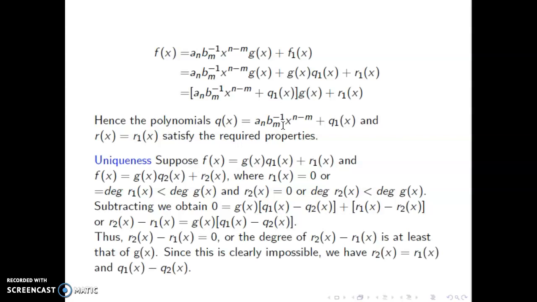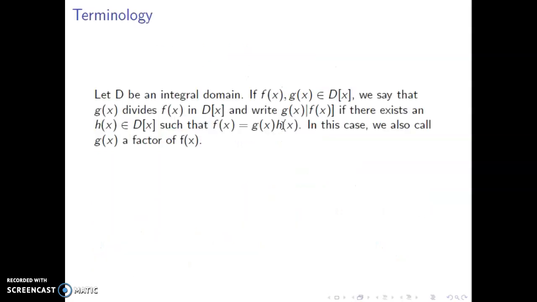Therefore r2 of x minus r1 of x is 0, or the degree of r2 of x minus r1 of x is at least that of g of x. Now I know that that is not possible, and therefore r2 of x is equal to r1 of x and q1 of x is equal to q2 of x.